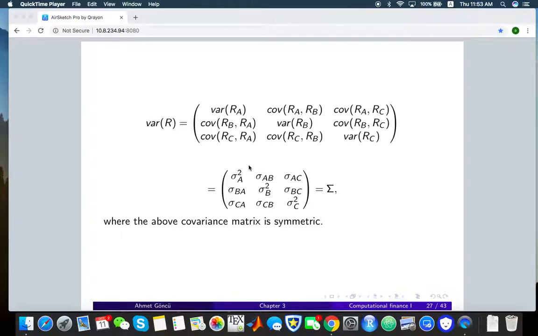On the other hand, for the variance, since we have three assets, we are going to have a 3 by 3 covariance matrix. Each entry in this covariance matrix tells us the covariance between assets i and j. The diagonal terms, since the covariance of A and A is the same as the variance, and similarly the variances of B and C, follow on the diagonal of this covariance matrix. In simple terms, we denote this covariance matrix by sigma squared and sigma AB. These sigma squares are the variances, and sigma AB is the covariance between A and B. Overall, this whole covariance matrix, for simplicity, we denote by capital Sigma.